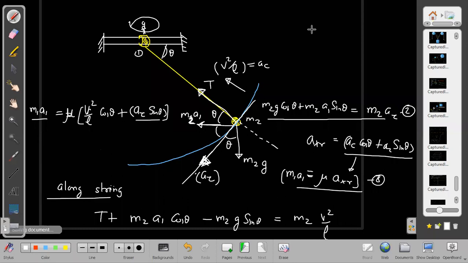No. Why? Because if the string is vertical, then the only forces acting on this observer are m1g downwards, normal upwards, and tension also downwards. So the only acceleration it can have is vertical acceleration, but it is not allowed to have vertical acceleration. Reason? Because it is fixed to, it is sliding on that horizontal rod, and the horizontal rod just remains at rest, so its vertical acceleration has to be 0.